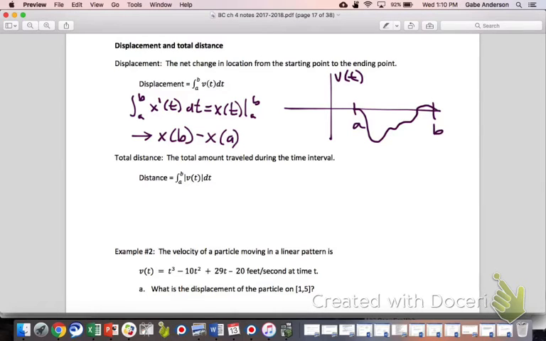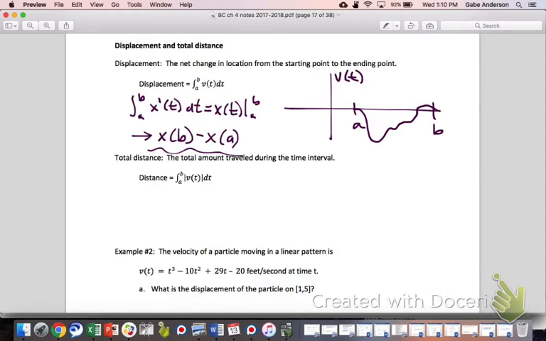distance does not take into account left and right or up or down. It just counts that you moved, right? So the formula for total distance traveled, of course, is the definite integral of the absolute value of v of t from a to b. I don't have a good way of looking at it from that perspective, but I will look at it from a graph perspective.